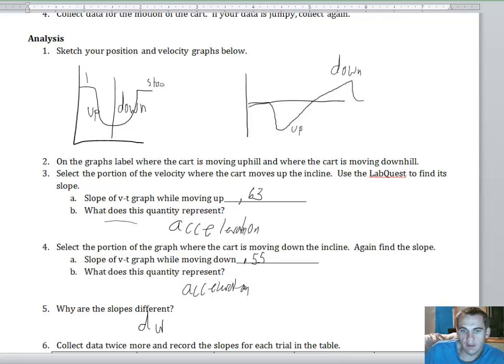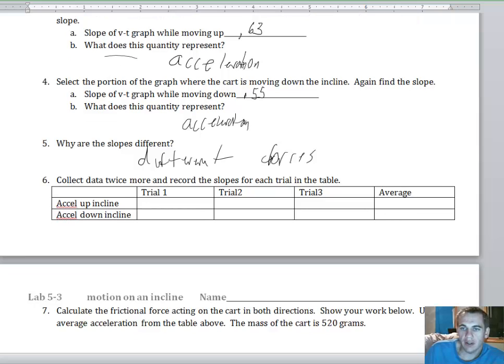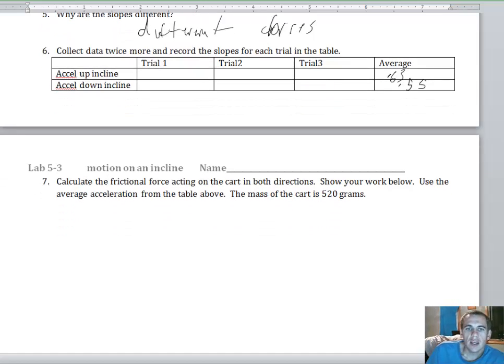Why are the slopes different? Different forces, right? If we've got different accelerations, we've got different forces. And it's entirely because friction changed direction. Now, I don't actually have all this data handy, so I'm just going to use these two, the last data trial we did in class. So 0.63 and 0.55 are my accelerations.